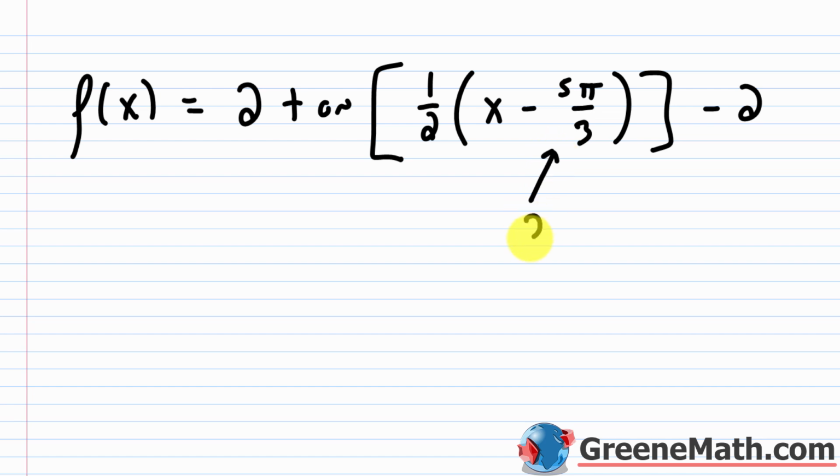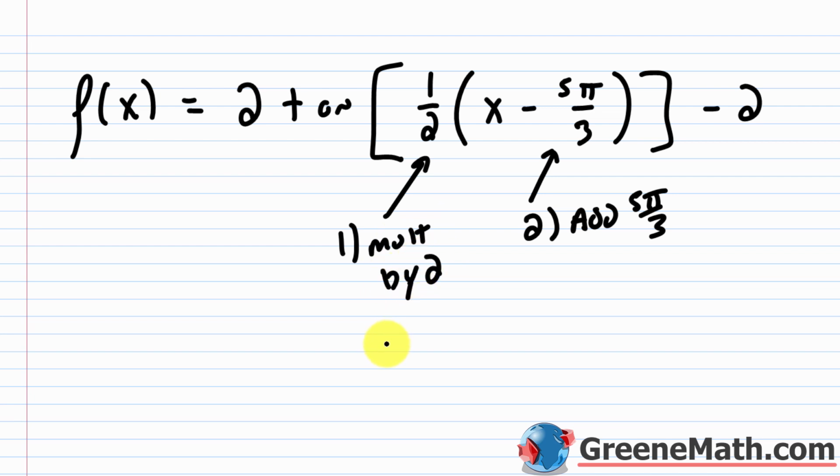So this is done second, and you're going to add 5 pi over 3. Then this right here, this would have been done second. So now when you're undoing things, you have to do this first, and you have to do the opposite operation. So you have to multiply by 2. So hopefully that makes sense for you.